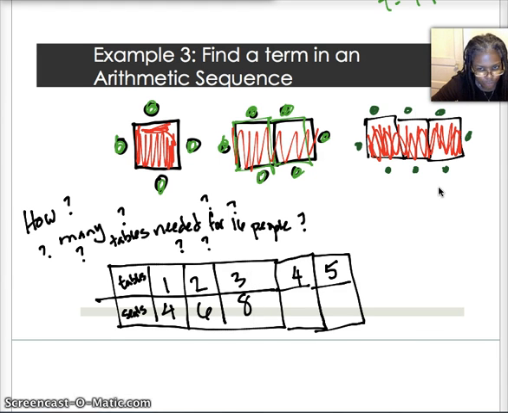Can you guys kind of guess what 4 tables would be? It would be like 1, 2, 3, 4, 8, 9, 10. So it would be 10. And that's not the color I wanted. So you might be able to start to see a pattern.